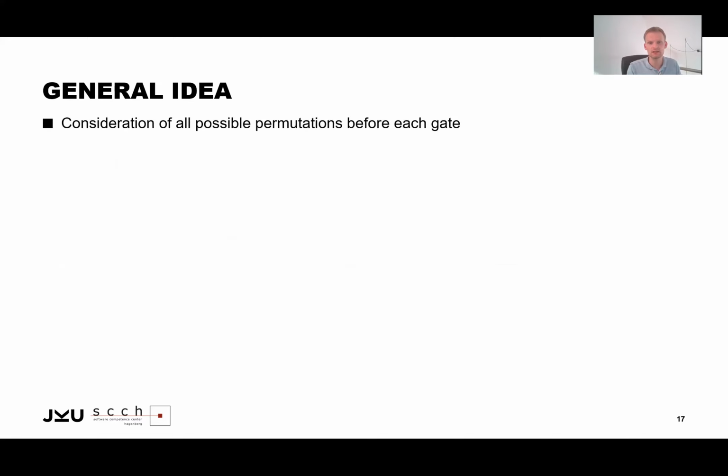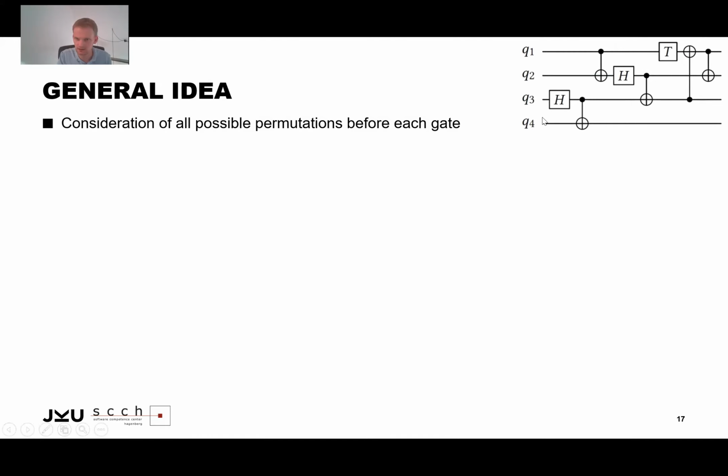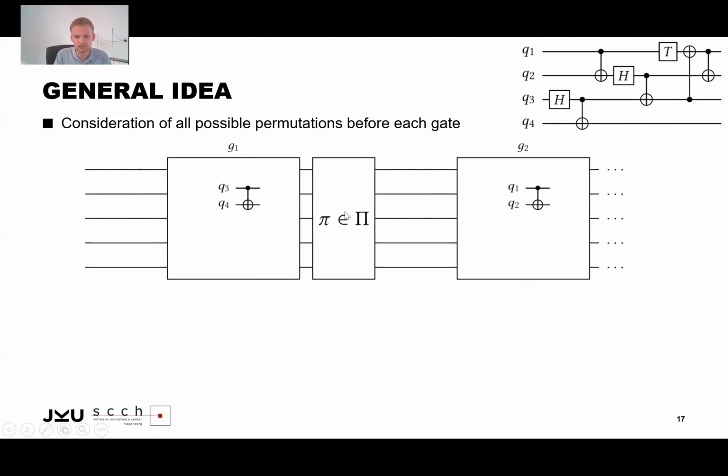The general idea, of course, is to solve that problem in the best possible fashion. What you have to do is consider all possible permutations before each gate. That means if you have a circuit like that and you want to derive the best possible mapping of the circuit to an architecture, that means the mapping with the least amount of swap gates, then what you can do is simply consider all possible permutations before every gate. This is described by this picture here.